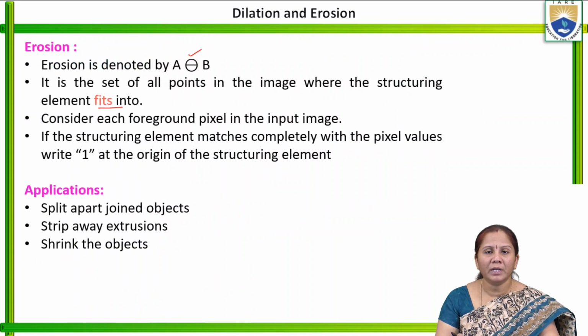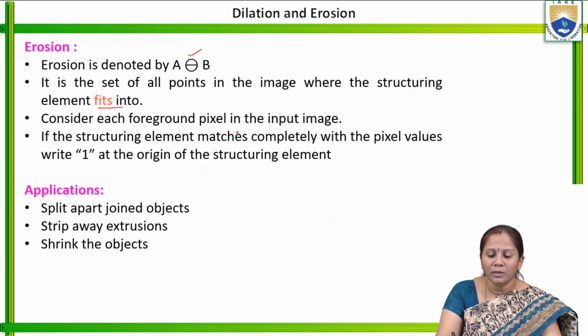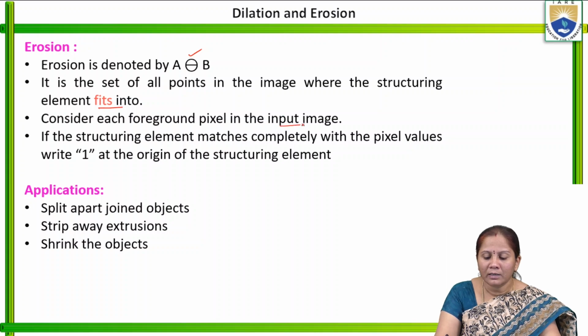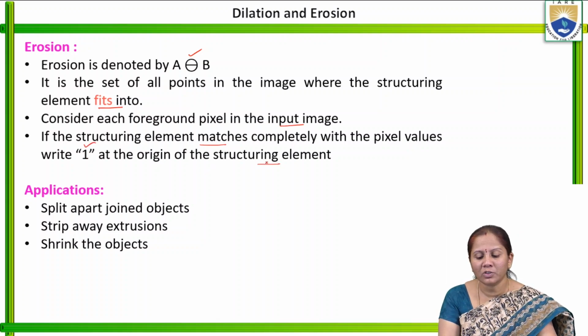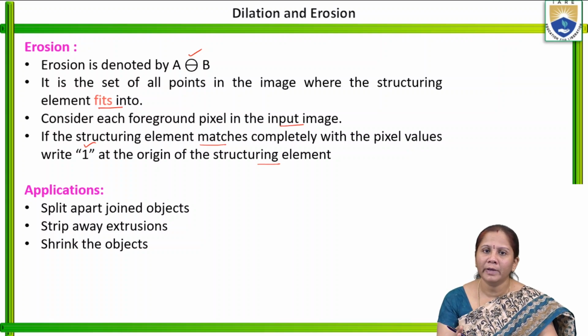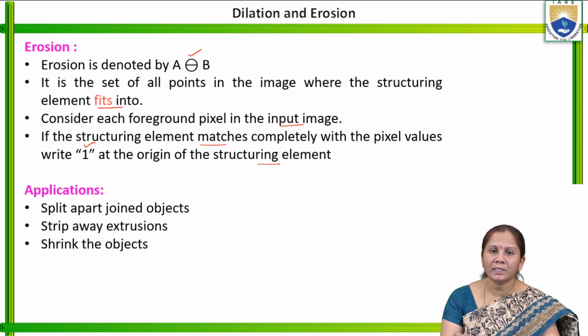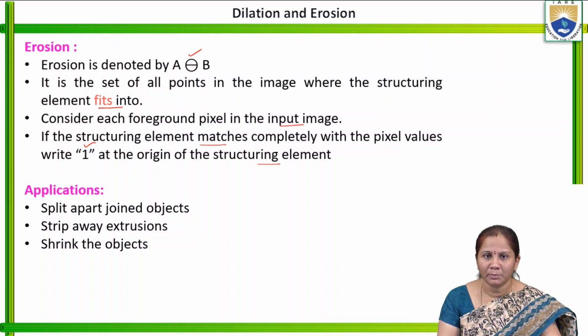So in erosion, this fit condition is followed. Here also, consider each foreground pixel of the input image. If the structuring element matches completely with the pixel values, then we have to write 1 at the origin of the structuring element. Only if it matches exactly do we put 1. If there is only one match or no match, we have to keep 0. This condition needs to be followed when we apply this analysis on the image.